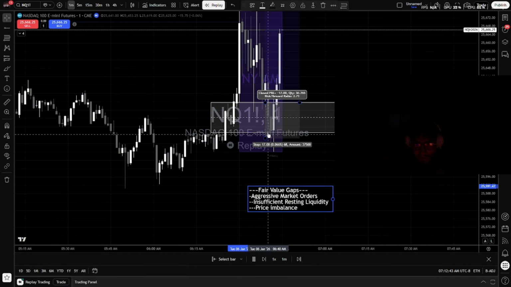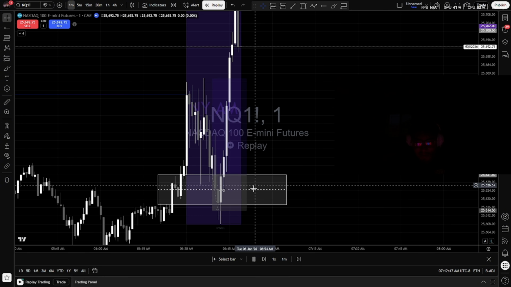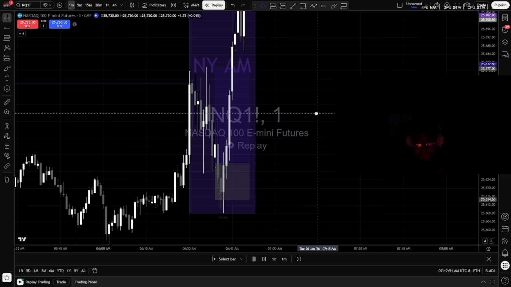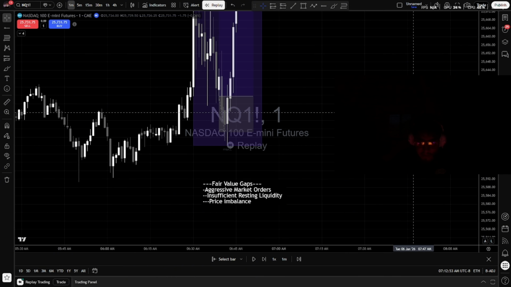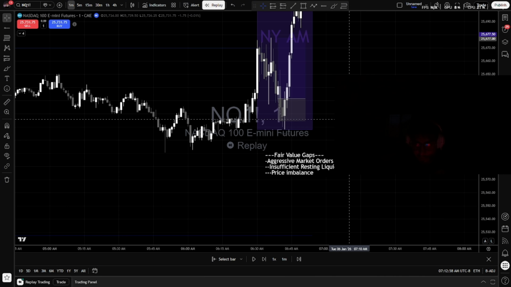You see price comes back, mitigates, sweeps a little bit more liquidity, and then comes back and expands more towards the upside. And then we can leave other fair value gaps on the upside. But yeah, that's just an example. Obviously, I wouldn't have traded this, but it's just an example of how a fair value gap would work.